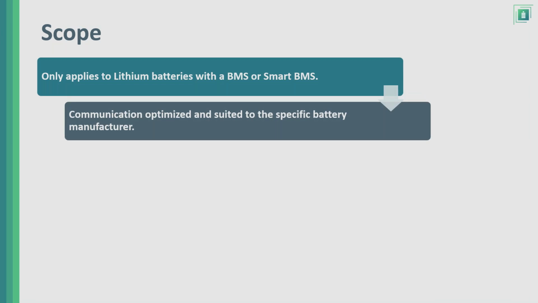The communication is optimized and suited to the specific battery manufacturer, of course, because as I mentioned, when the BMS was built and integrated into the battery, the manufacturer recorded, programmed, or specified the parameters under which their battery, and in this case our batteries as well, are going to be allowed to be charged and discharged. So that information is right there.